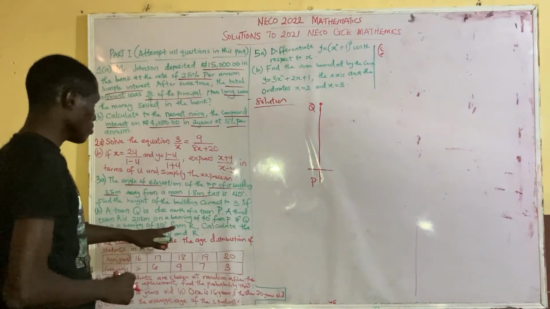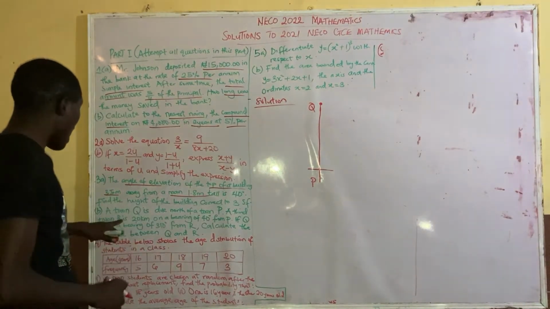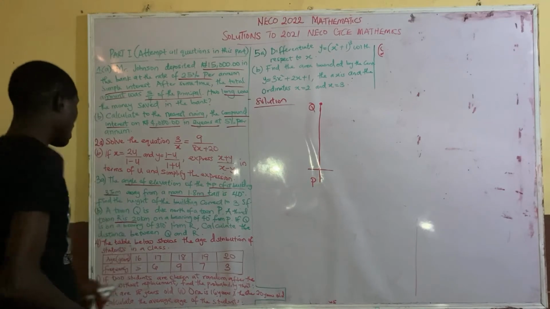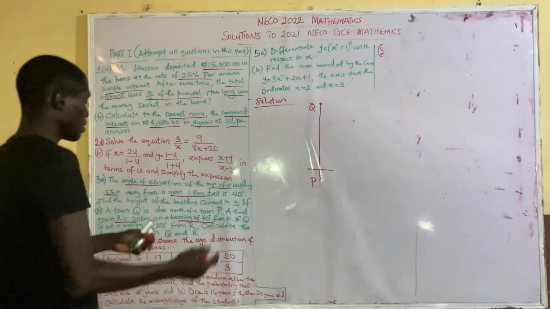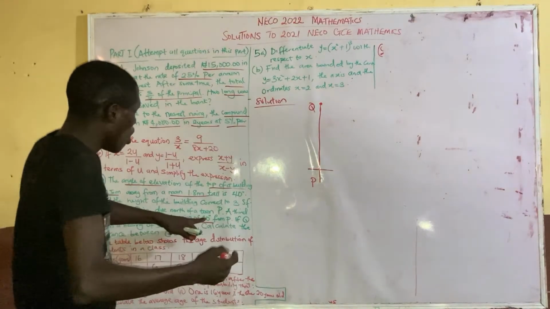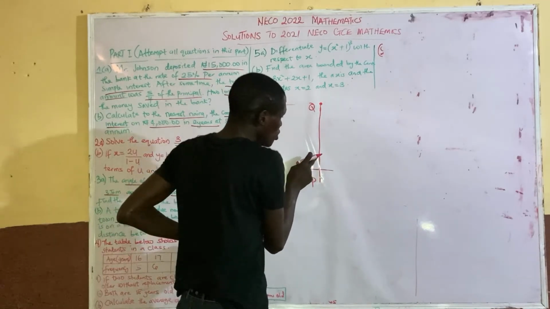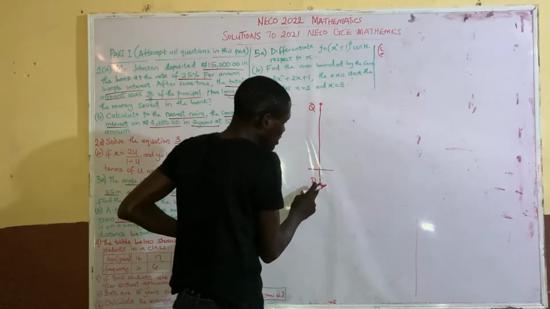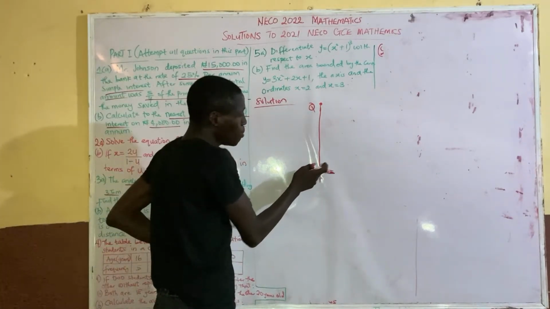Now, a third: R is 20 kilometers on a bearing of 40 degrees from P. The bearing is horizontal. Now what is your P? This is your P again, and this is the north, which is 0 degrees. This is 90 degrees, this is 180. So if R is 40 degrees from P, the 40 degrees falls here.